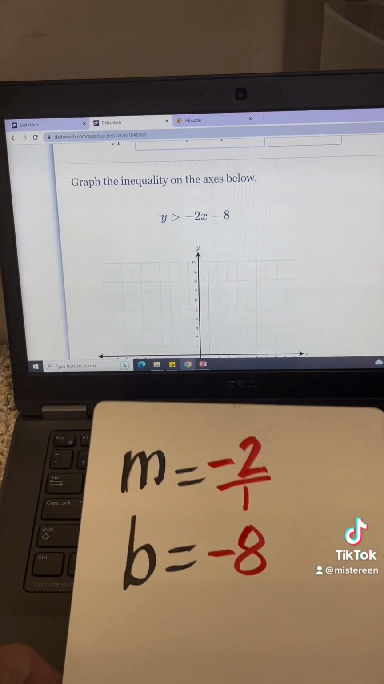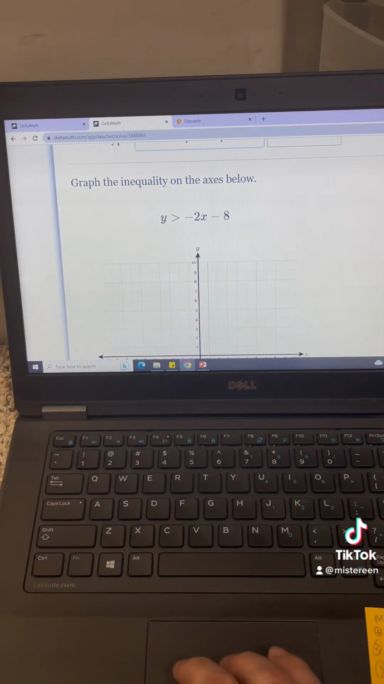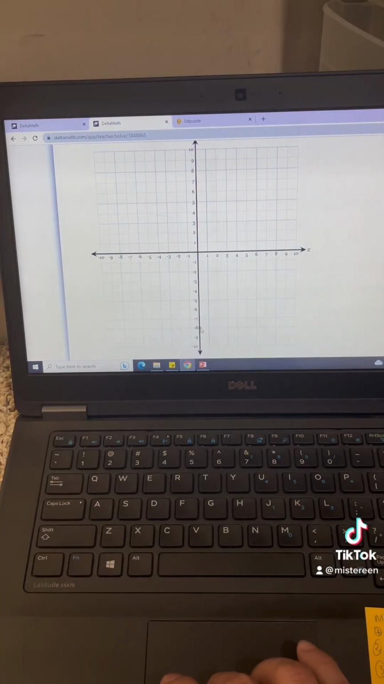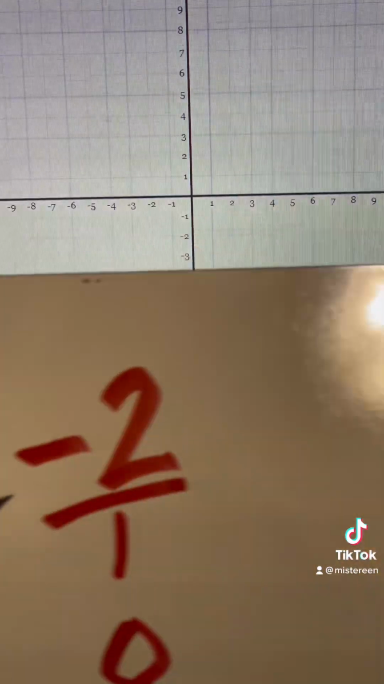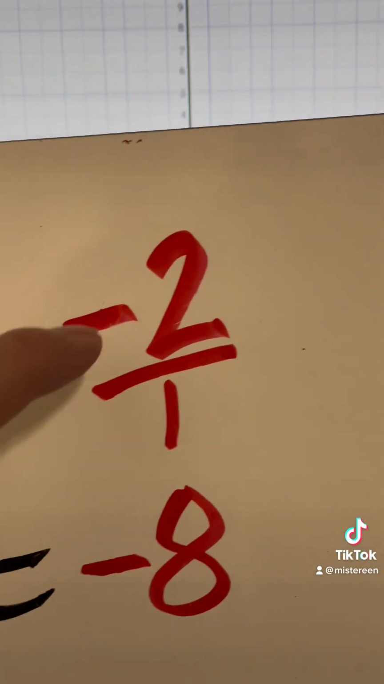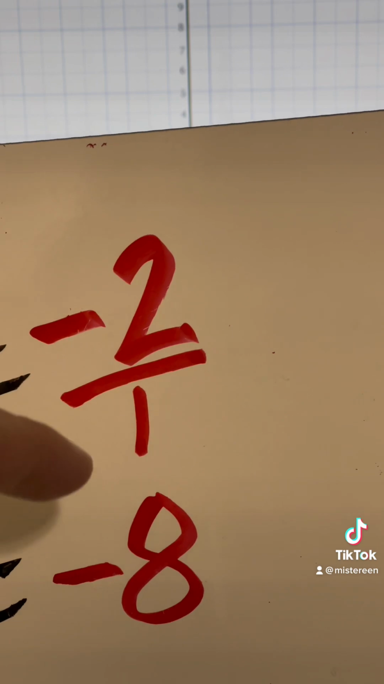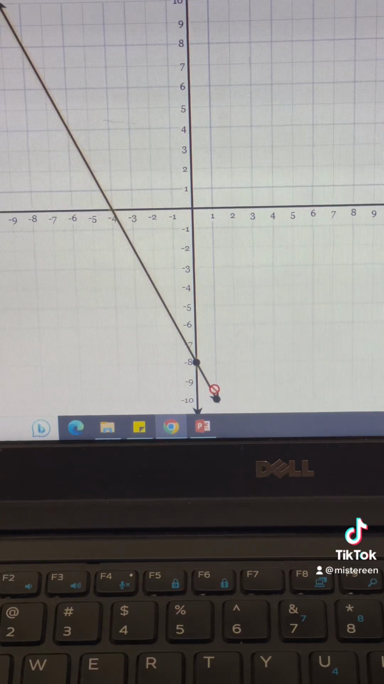How do we graph this line? First, we go to the y-intercept in the Cartesian plane. Remember, our b is negative 8, so we go to negative 8. From there we use our slope. It says negative 2, down, this is our rise, and then 1 to the right. So we go down 2, and then 1 to the right. That's the line.